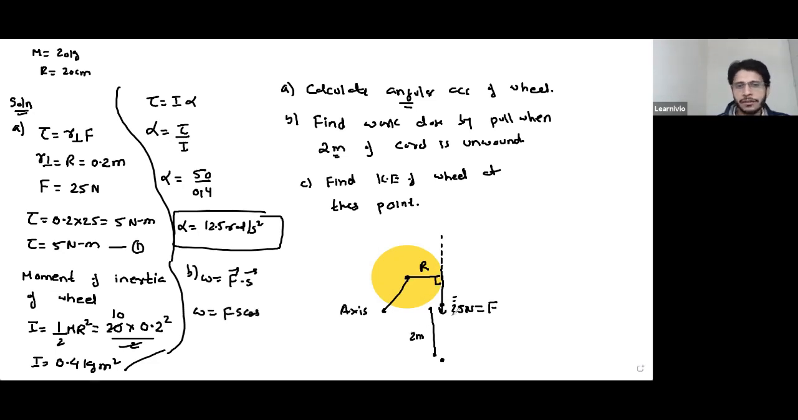Can you guess the angle? Force is acting in the downwards direction and the cord is moving downwards. What's the angle between displacement and force? 0 degrees. Yes, both the vectors are in same direction. Displacement is downwards, force is again downwards. So angle is 0 degree. So that's Fs cos 0. So work done comes out to be F is 25, displacement is 2 meters, cos 0 is 1. So your work done comes out to be 50.